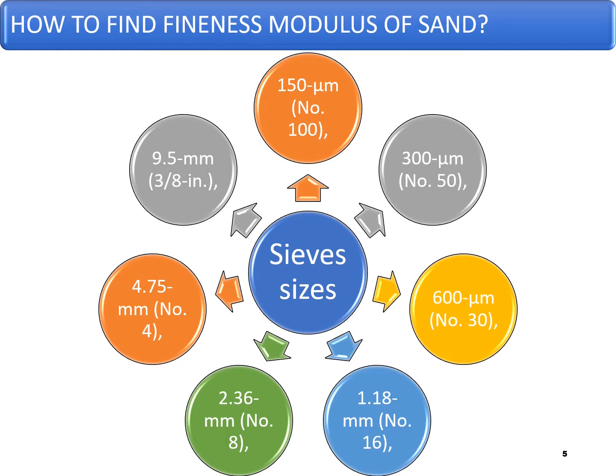Now, on each sieve the portion of the aggregate retained is measured and added to the next sieve. Like the amount retained on 150 micron is x1, the amount retained on 300 micron is x2, on 600 micron is x3, and so on: x4, x5, x6, and x7 in the case of the 9.5 mm sieve. So the summation of x1 plus x2 plus x3 plus x4 plus x5 plus x6 plus x7, divided by 100, will give you the fineness modulus of the sand.